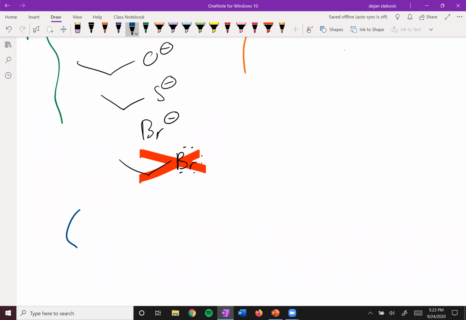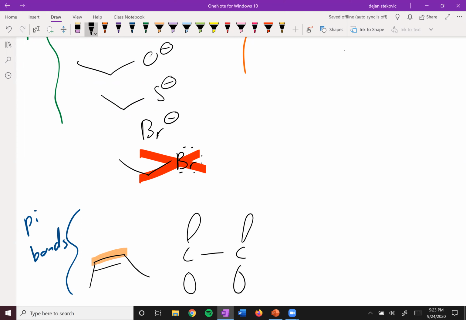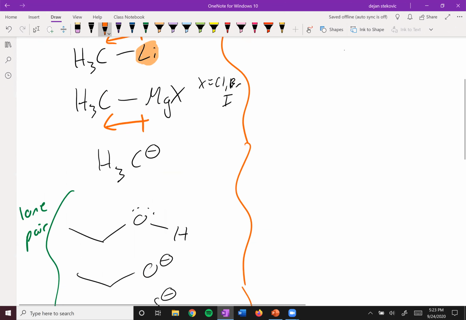The last thing we kind of want to think about here is pi bonds. Pi bonds are also often nucleophilic. Right, so we've got a pi bond here, and that's a little bit hard to see, but if you think about what's going on here, we have these orbitals, and there's electrons in here, and so there's a lot of electron density, and they can indeed behave as nucleophiles.